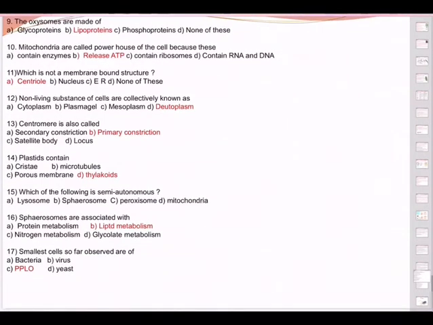There is no membrane. Centriole, okay. Nucleus, all of you know, it's got double membrane. ER, just now we discussed, double membrane. None of this. And what is left out is centriole.